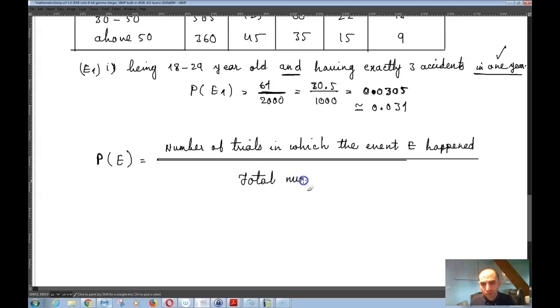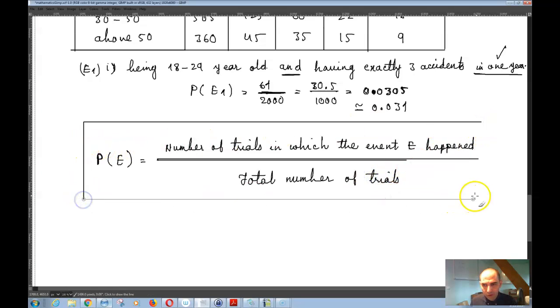Total number of trials. If you have this in mind, you will not make mistakes, because in different situations this means different things, meaning that you need to take different numbers into consideration. So you need to fit this into different situations. So if you do that, you will not get into trouble.